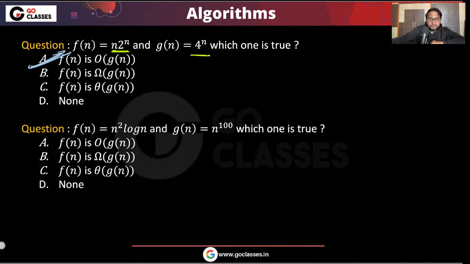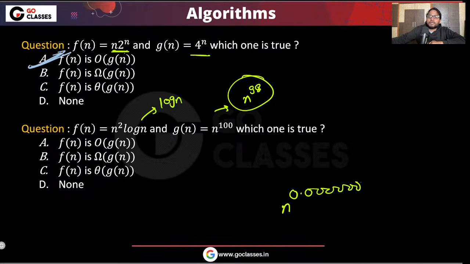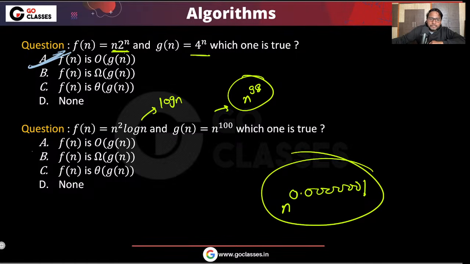Okay. Now Fn is n square and Gn is n power 100, n square log n. So now you see here, you can cancel out the common terms. It will be log n on one side, and n power 98 on the other. Obviously n power 98 is greater. Even n power 0.000000001 is greater than log n. I told you this. So that's why this is greater, and that's why A is the correct answer here also. Okay, cool.